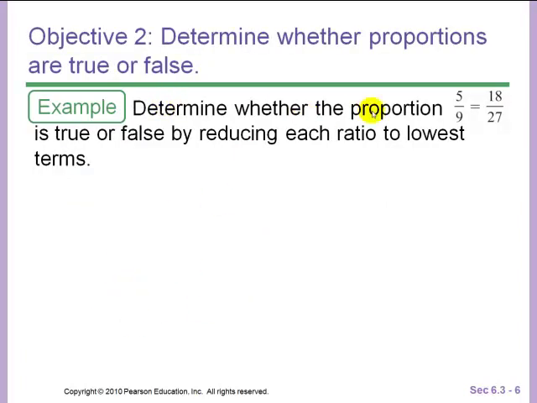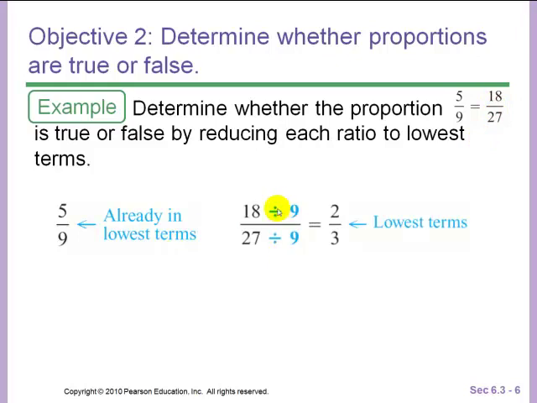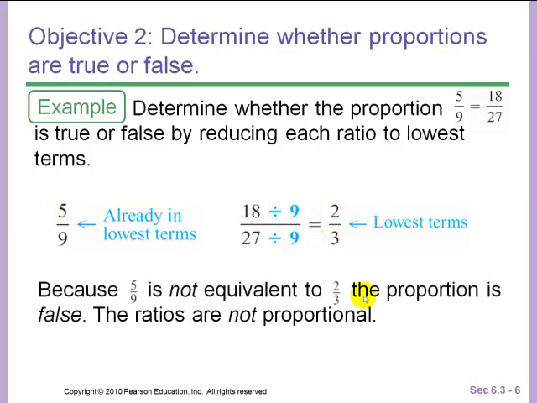Example: determine whether the proportion 5 is to 9 as 18 is to 27 is true or false by reducing each ratio to lowest terms. 5/9 is already in lowest terms. 5 is prime and 9 has no factors of 5. So we must simplify 18 over 27. We can divide both the numerator and the denominator by 9, and it simplifies to 2/3. 5/9 is clearly not the same as 2/3. Therefore, this is not actually a proportion. They are not proportional because they are not equal.